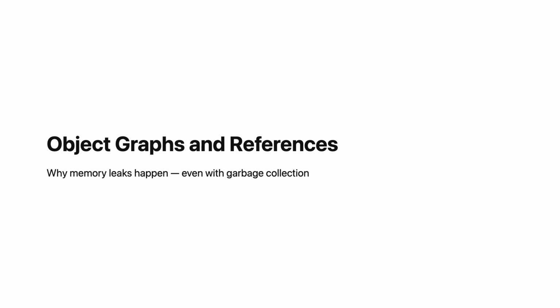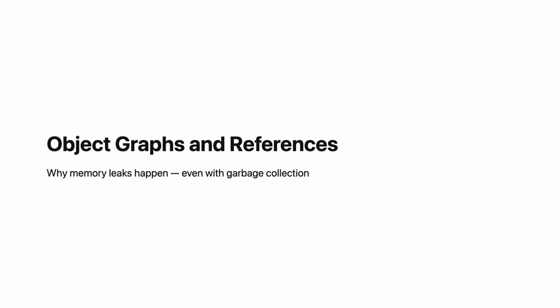The answer lies in how objects reference each other, the object graph. Today, we are going to look at how the garbage collector actually decides what to keep and what to throw away, why Android apps are uniquely prone to leaks, and what is really going on when LeakCanary tells you something is wrong. Once you see the object graph, memory leaks stop being mysterious and start being obvious. Let us build up the mental model from scratch.